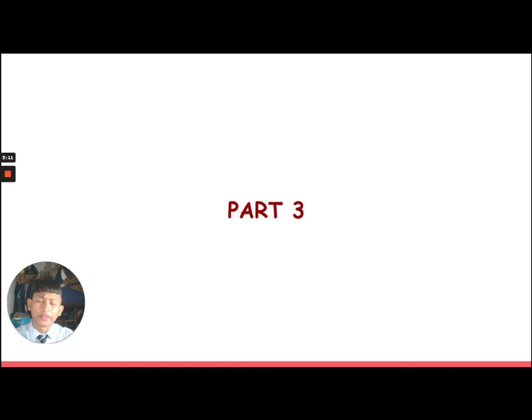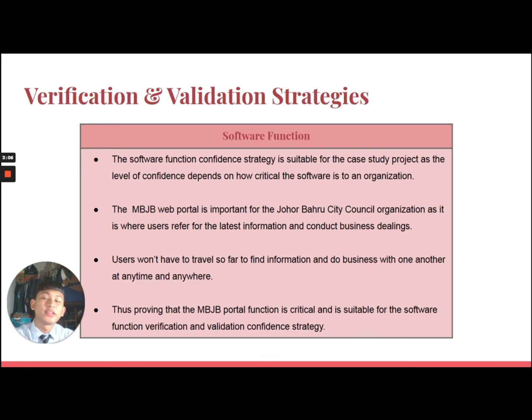So for part 3, verification and validation strategies, one of them is software function. The software function confidence strategy is suitable for this case study project as the level of confidence depends on how critical the software is to an organization. So we can understand that the MBJB web portal is important for the Johor Bahru City Council as it is where users refer to for the latest information and conduct business dealings.